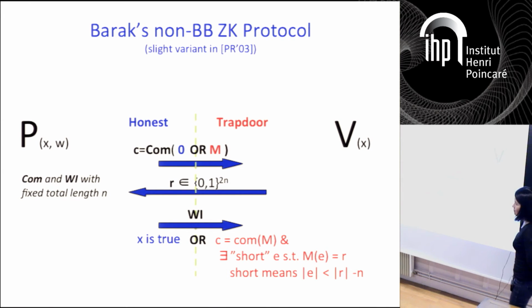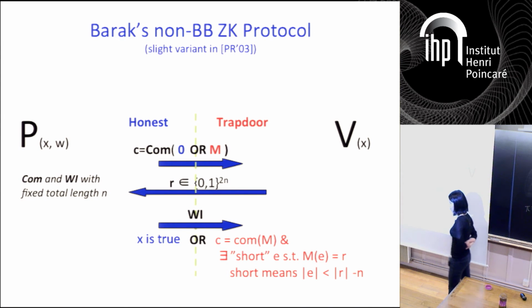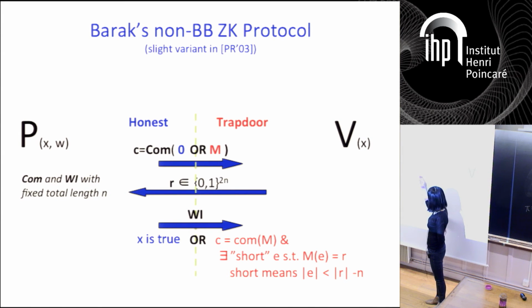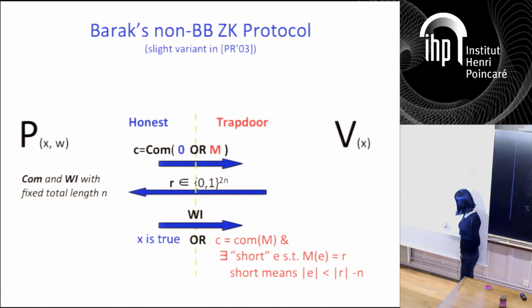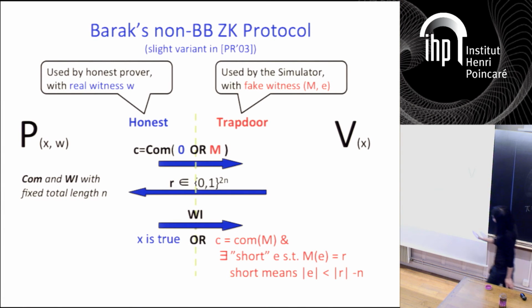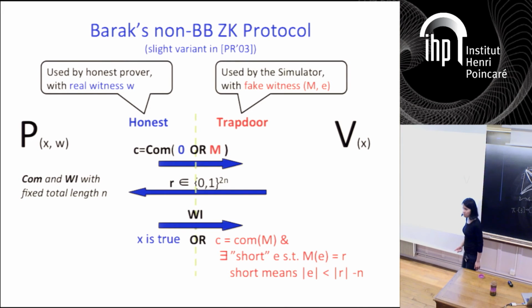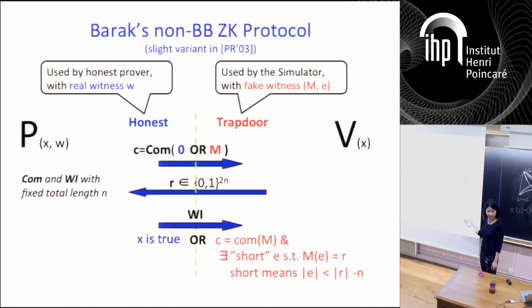So the neat thing about the protocol is that it really has two phases. It has the blue phase, which is a very benign phase: the prover commits to 0, receives this R, doesn't care about it, and simply proves in the end that the statement is true. But it also has a very bizarre phase, which is the red phase. The red phase is trying to commit to some machine that is going to predict R, and it's going to predict R given only a very short input, much shorter than R itself, n bits shorter than R. This is the bizarre phase. The honest phase is going to be used by a real prover who knows the witness, and clearly the bizarre phase is going to be used by a simulator who knows nothing about the witness and must cheat somehow.